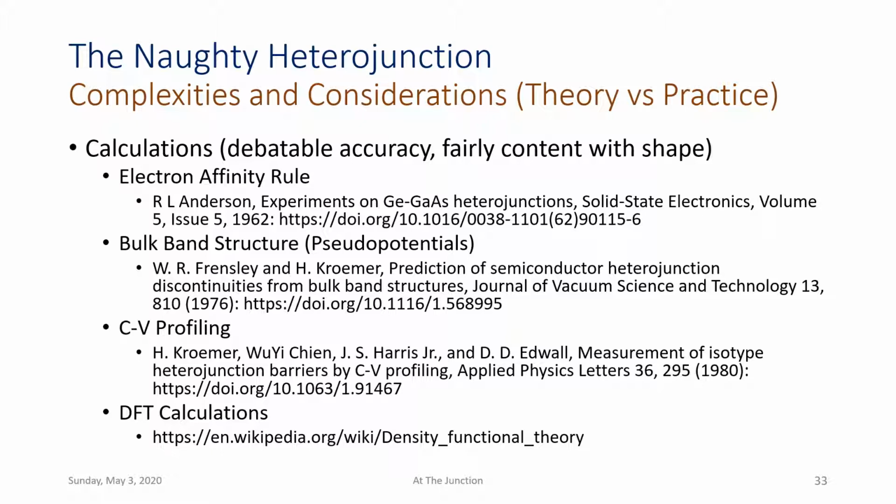Once again, it is important to note that in the science community, the accuracy of these numerical calculations is debatable. But people in the science community are fairly content with the shape of the band diagram that comes out as a result of these numeric calculations.